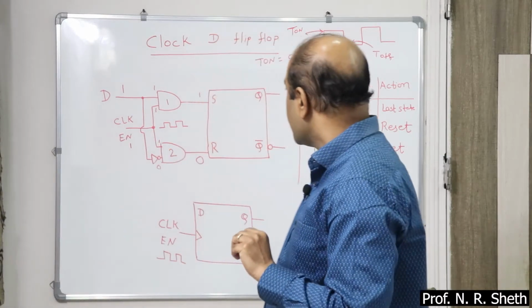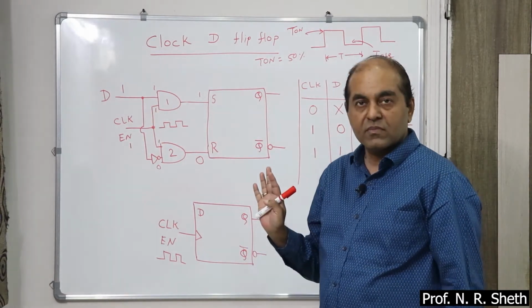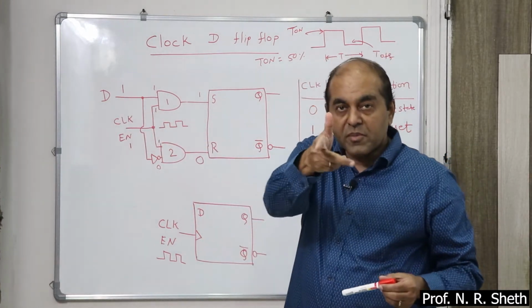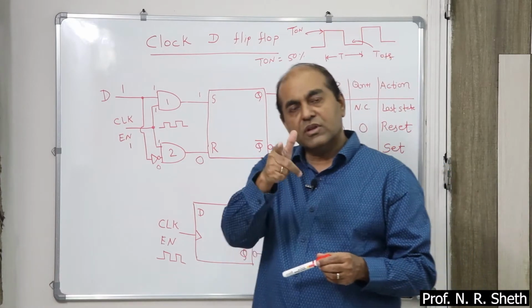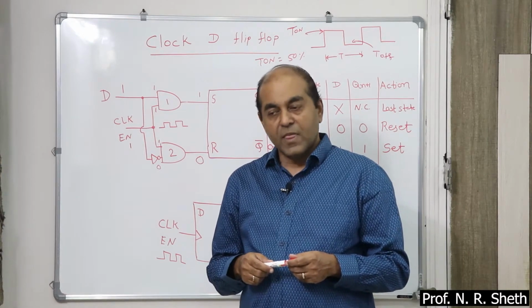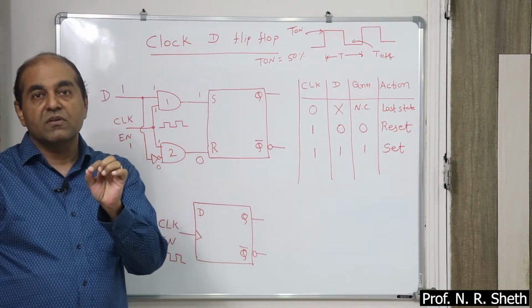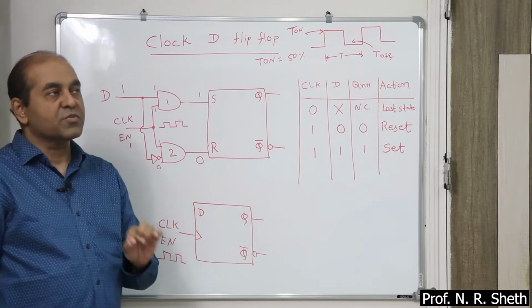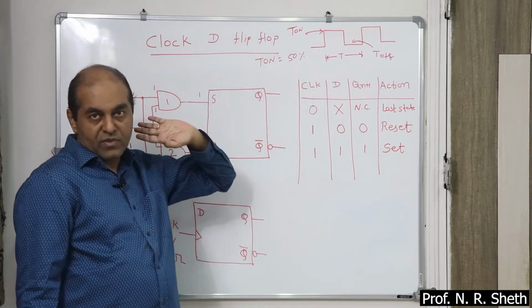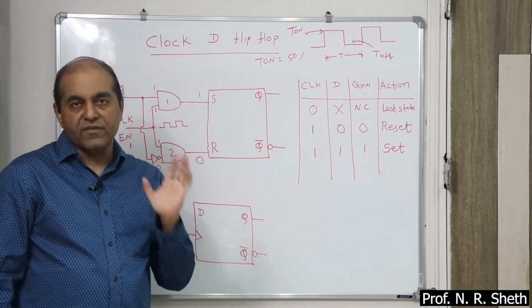But what happens? Suppose your D is 1. So ideally Q should be 1. An unwanted pulse arises and D becomes 0. Immediately Q becomes 0. So you think that I have applied D as 1, but output is 0. How is it? It is not the fault of hardware. It is because of a noise signal, an unwanted pulse, and this unwanted pulse arises due to high T on time. So to eliminate this problem, we have designed edge-triggered D flip-flop.